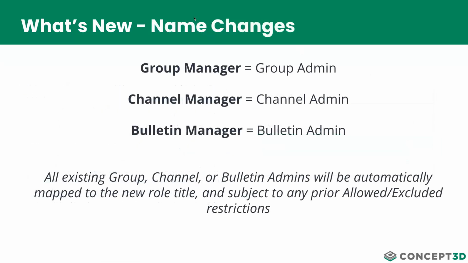All right. So just a couple things, some name changes really quickly. Previously, group admin, channel admin, and bulletin admin were required for access to those three pieces of functionality on the platform. They all will remain the same. However, they are now referred to as group manager, channel manager, and bulletin manager. And again, all existing group, channel, or bulletin admins will be automatically mapped to the new role title, and they will be subject to any prior allowed excluded restrictions that they were subject to previously, as far as groups, channels, and bulletins are concerned, if those were in place at the time of migration.